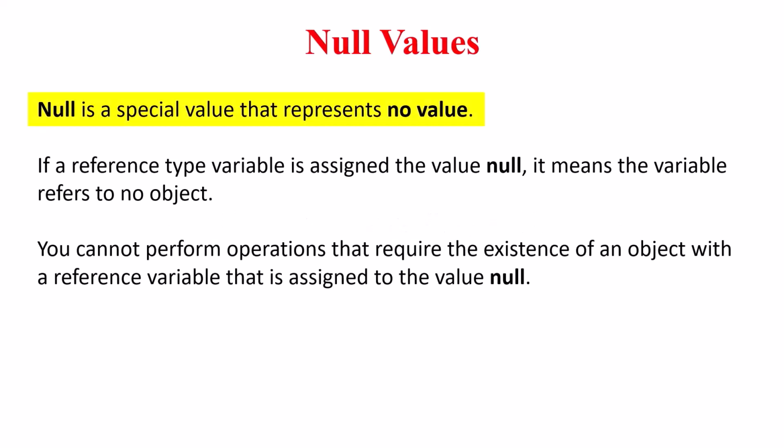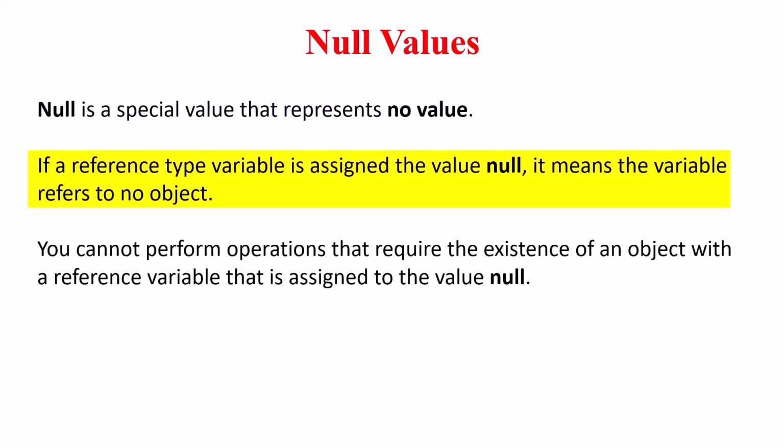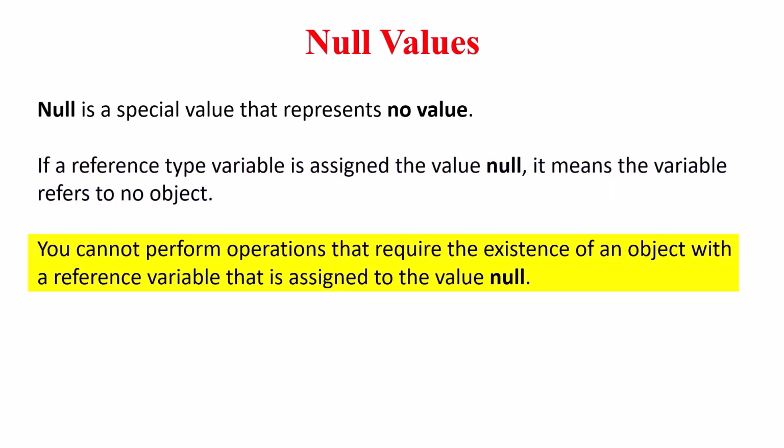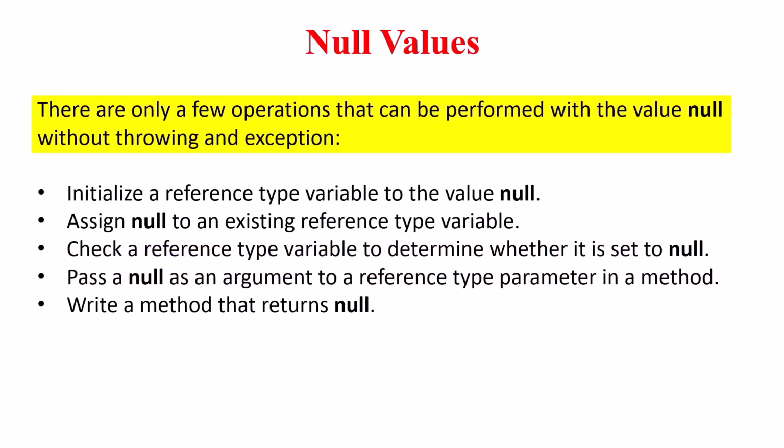Null is a special value that represents no value. If a reference type variable is assigned the value null, it means that the variable refers to no object whatsoever. You cannot perform operations that require the existence of an object with a reference variable that is assigned a null value. It simply doesn't exist.